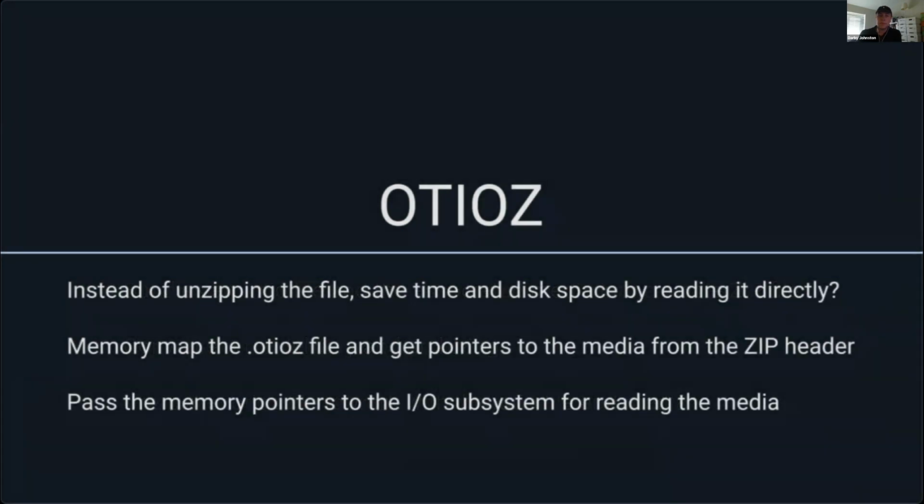But what if instead of unzipping the OTIO-Z file, you could save both time and disk space by reading it directly? We have implemented this through the use of memory mapping. We memory map the OTIO file and get pointers to the media from inspecting the zip header. We then pass these memory pointers to the I/O system for reading the media. This allows instantaneous opening of OTIO files.